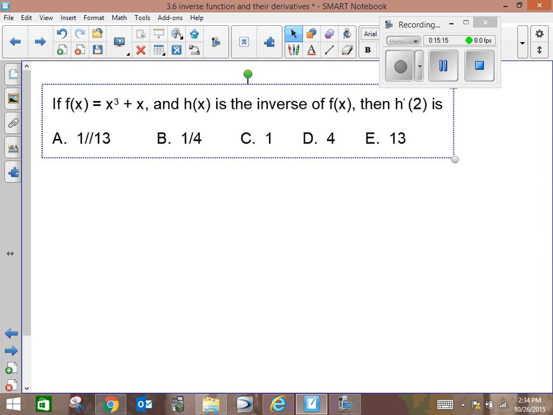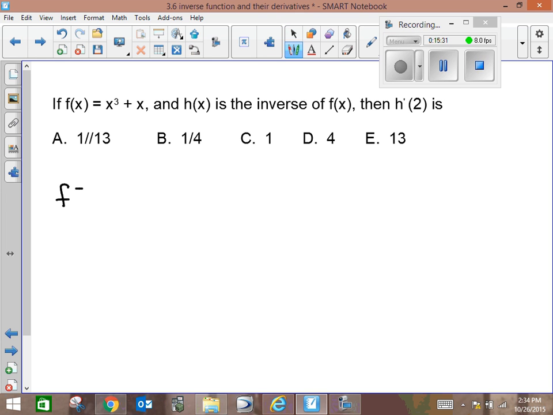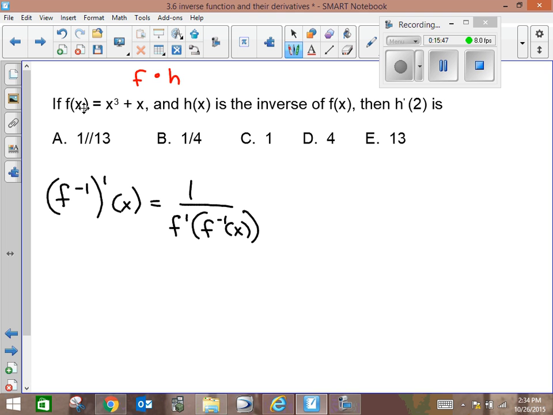F is an equation and H is the inverse. So now you've got to be careful with the formula. You've got to use F and H instead of F inverse. So let's recreate the formula. This is what it looks like: equals 1 over F prime of F inverse of X. So H and F are inverses. That's what they said instead of F and F inverse. So this is going to be H. H prime at 2, that's what it says I want, equals 1 over F prime of H of X. That make sense?